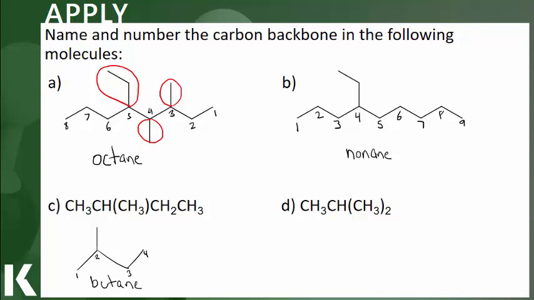Similarly, the condensed formula of D is given, so we'll begin by drawing it out. Notice this is a symmetrical molecule, so we can number it a few ways. 1, 2, 3, 1, 2, 3, 1, 2, 3. Whichever way we number it, the substituent is always on carbon 2. The 3-carbon backbone is called propane.